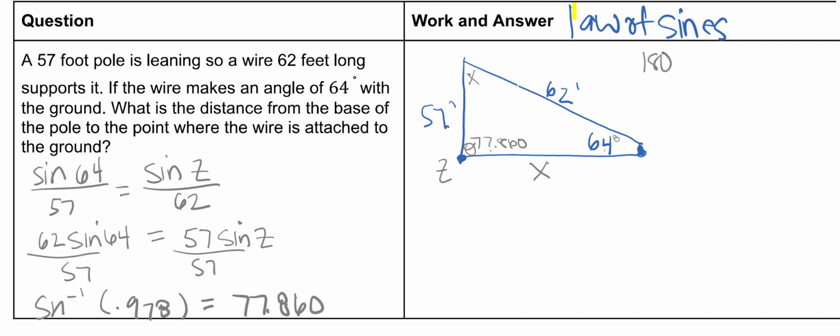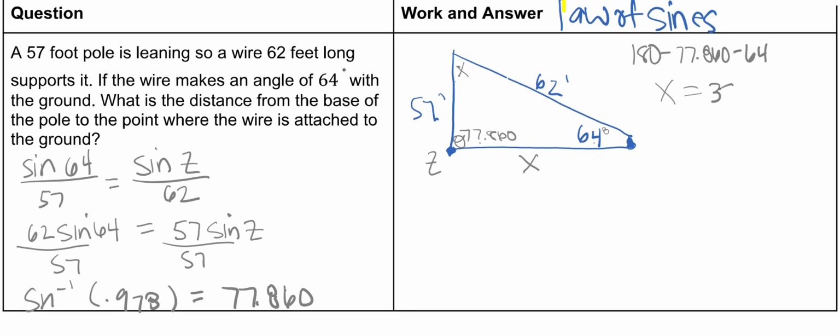So 180 minus 77.860 minus 64, and that will give me angle x. So 180 minus 77.860 minus 64, and angle x is 38.14. Okay, so now that we know that angle, now I can set up a law of sines to solve for side x.